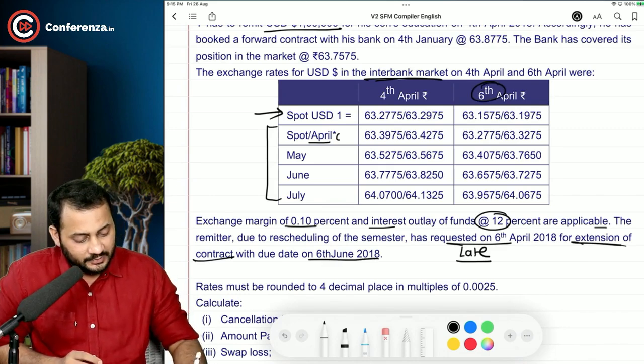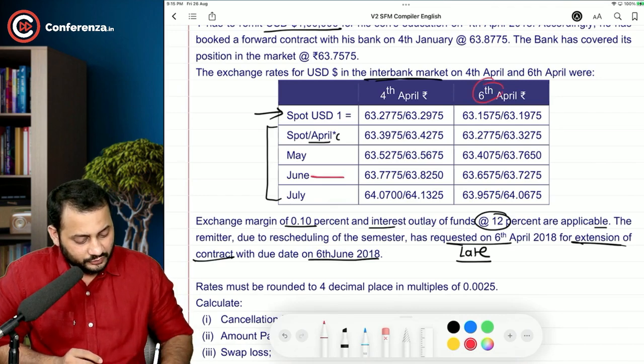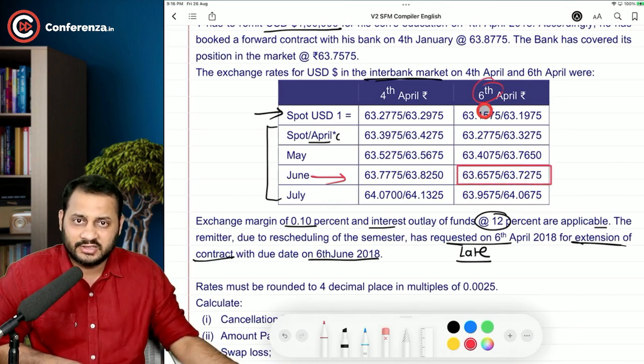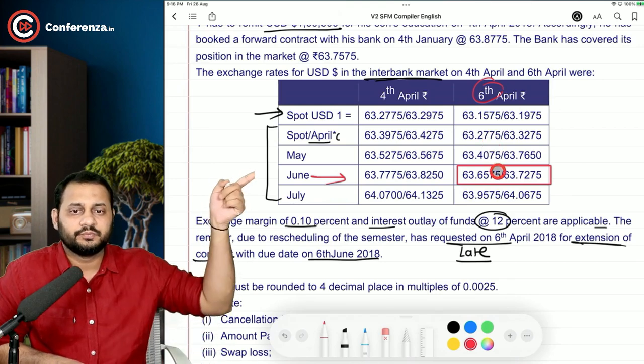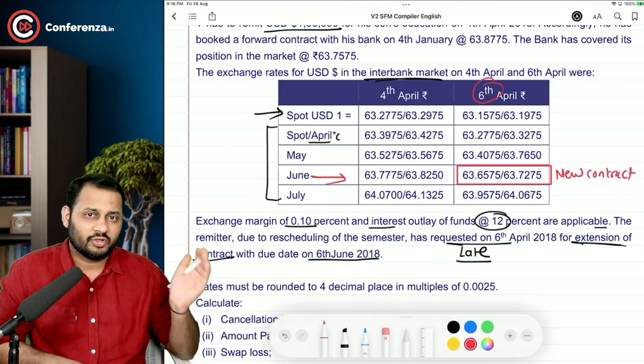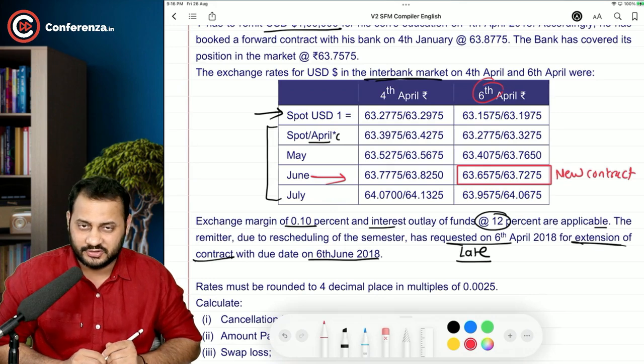So on 6th April, he said, I need a new contract of 6th June. So these rates will be applicable. First of all, because he requested on 6th April, so these columns rate are important for June. So these rates for new contract. That's okay, but let's talk about the original contract first.